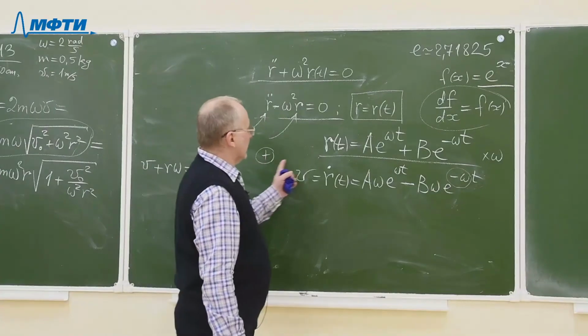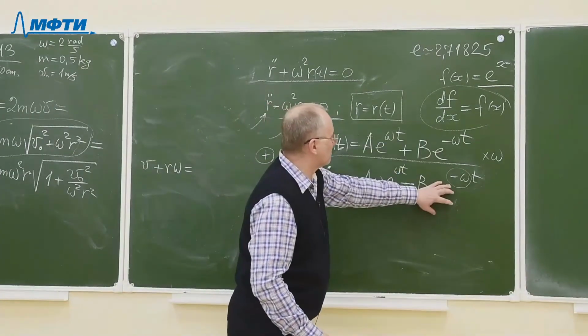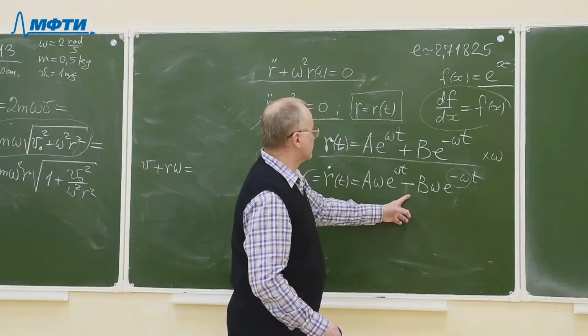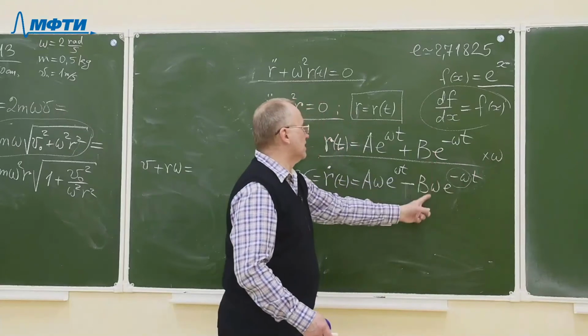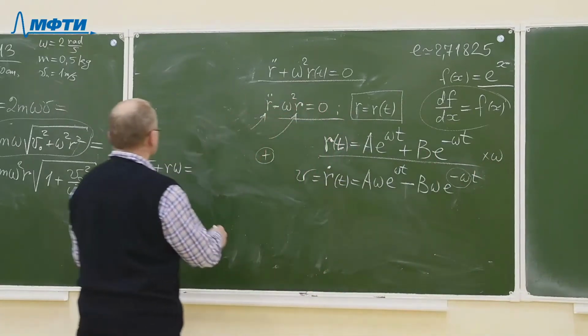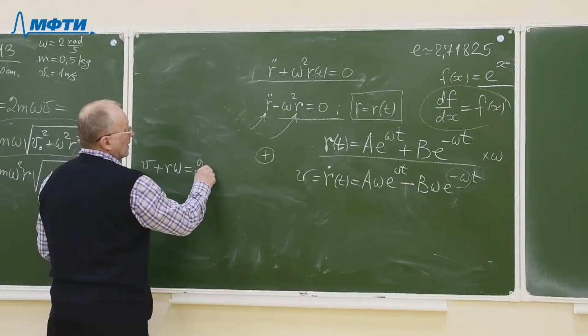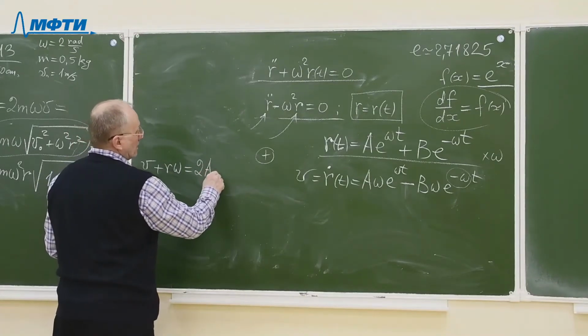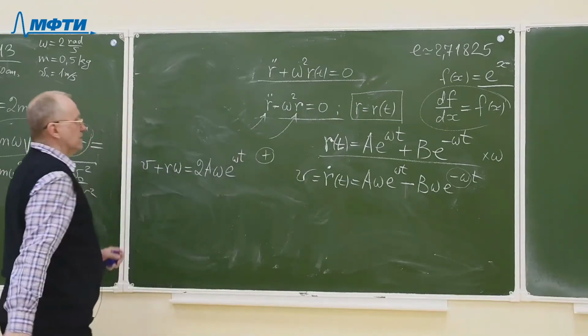So if I add these two equations, then the first terms will be the same and the second terms will be the same, but with different signs. So after adding these two equations, the first one being multiplied by omega, the second term will cancel, and the sum will be equal to what? 2a omega exponent omega t.